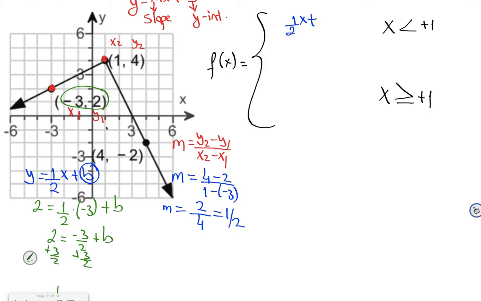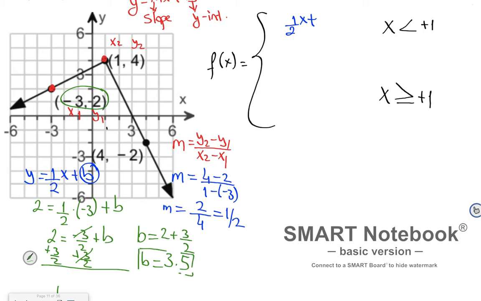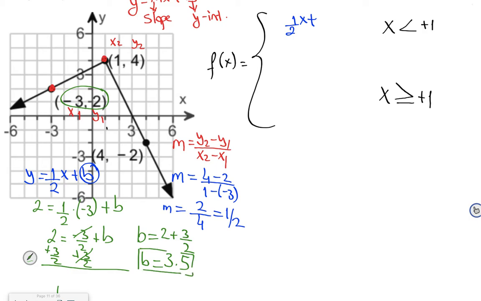you will get that b is equal to 2 plus 3/2, which is equal to 3.5, or you can say 7 over 2. So 1/2 x plus 7 over 2. This is your first equation, located in the interval x is less than 1.